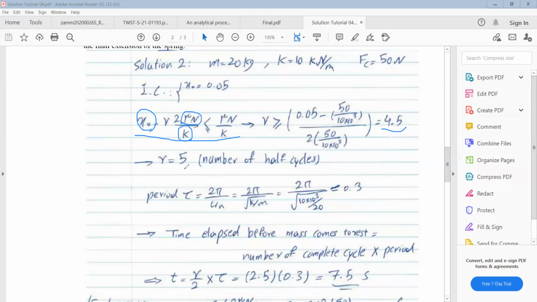And we can obtain the period by using the given data. We have the omega n, which is equal to the square root of k divided by m, and the period of the motion will be 0.3. So the time elapsed before the mass comes to rest will be equal to the period times the number of cycles. We will have 5 half cycles, so the number of complete cycles is 2.5. So the required time is 2.5 times 0.3, and it's equal to 7.5 seconds.